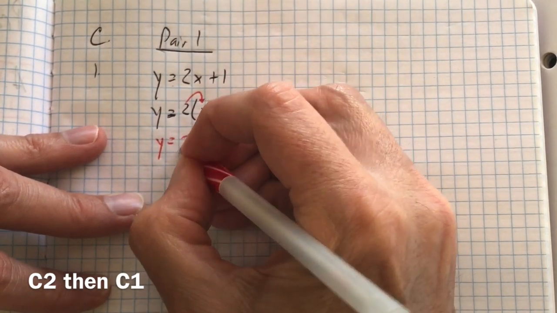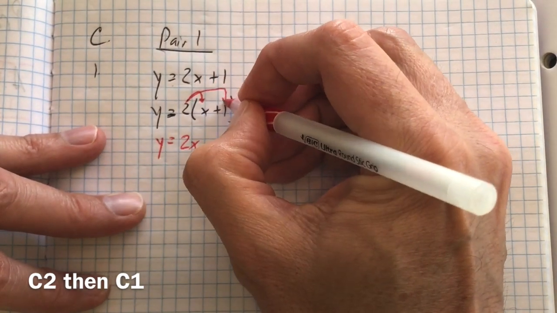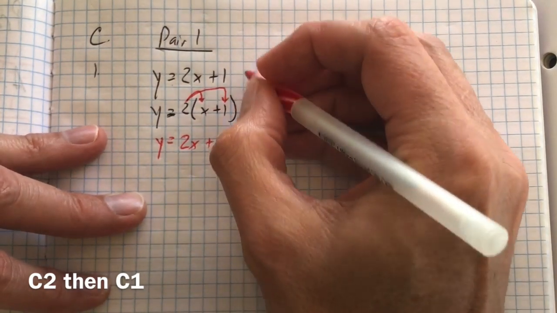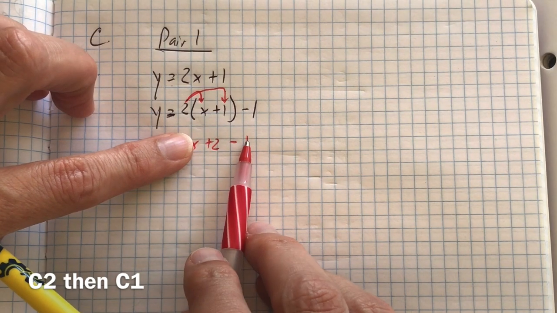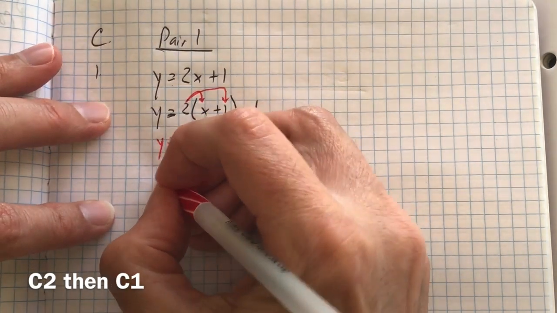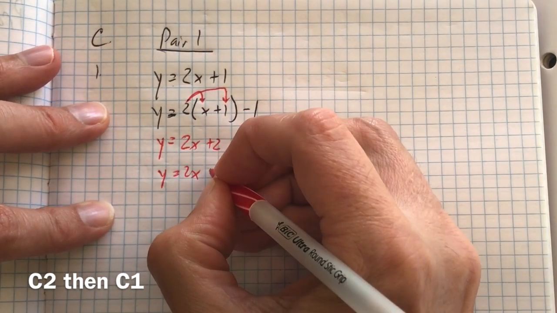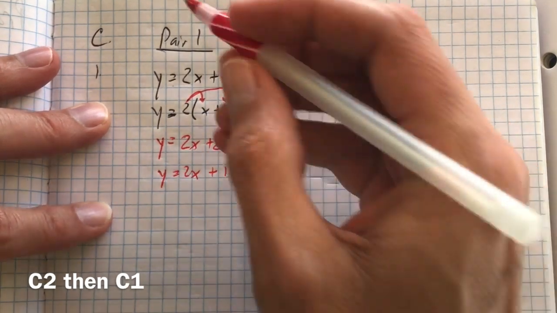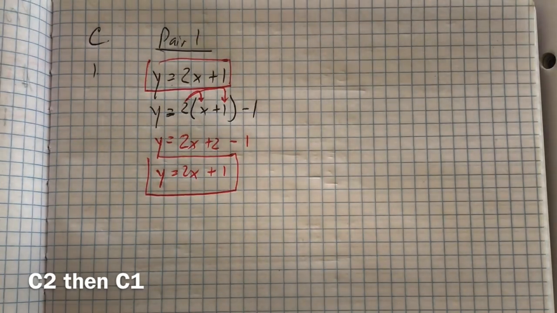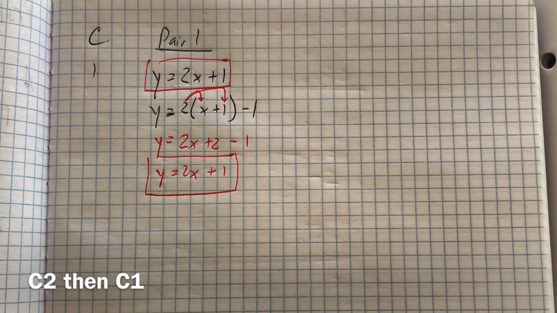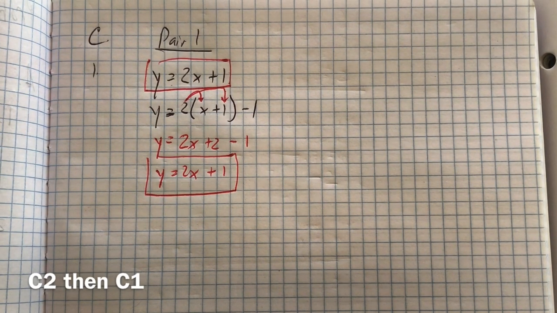2 times x is going to be 2x. 2 times that 1 is going to be a plus 2. Then I bring my minus 1. If I do 2 minus 1, that's going to give me a plain old 1. So I'd have y equals 2x plus 1. Hey, look at that. These two are the exact same line. Let's see if that happens for the other two pairs as well.